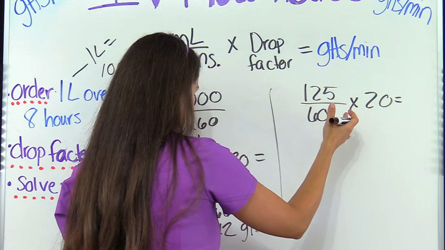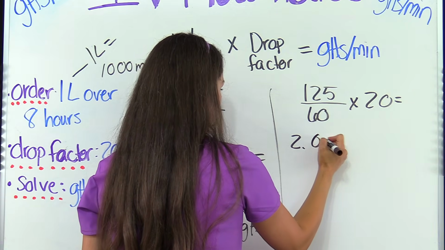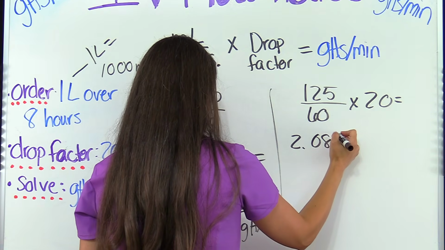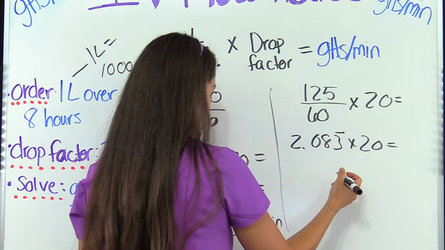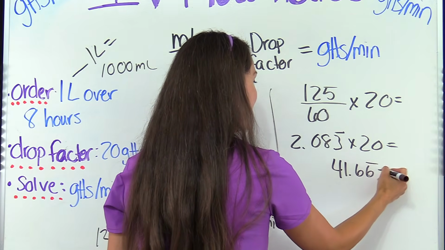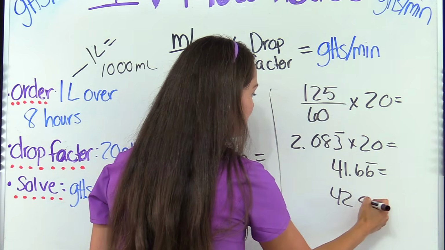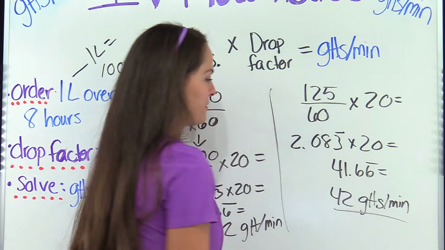So when we divide 125 by 60, you get 2.083 repeating. Multiply that by 20, and that gives you 41.66 repeating, and as you can see, it's the same exact answer. But I wanted to work that so you could just see it for yourself.